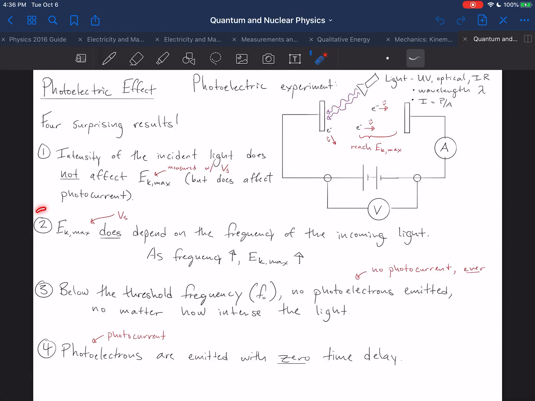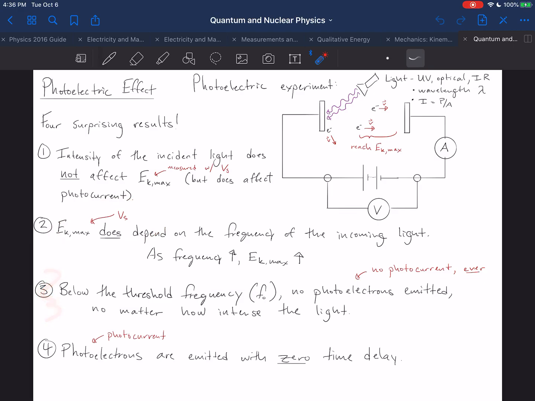What else happens? The second surprising result is that the maximum kinetic energy, measured with the stopping voltage, does depend on the frequency of the incoming light. So if you go from infrared to optical to UV, you see an increase in the maximum kinetic energy as measured by the stopping voltage. As the frequency of the light increases, the maximum kinetic energy also increases.